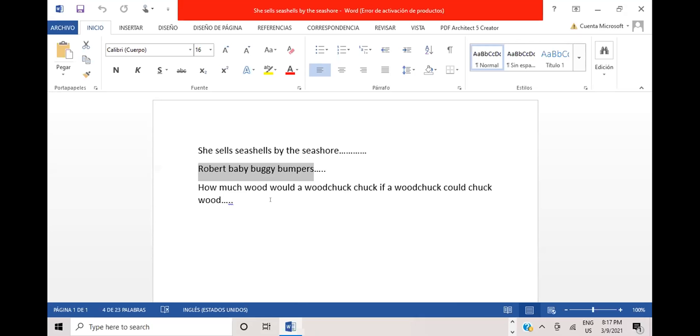Wood and chuck. CH. CH. How much wood would a woodchuck chuck if a woodchuck could chuck wood? Okay. Volunteer. Yes, go ahead, Luis. How much wood would a woodchuck chuck if a woodchuck could chuck wood? Excellent, very good. Another volunteer. Go ahead, Leticia. How much wood would a woodchuck chuck if a woodchuck could chuck wood? Okay, yes. Another volunteer.